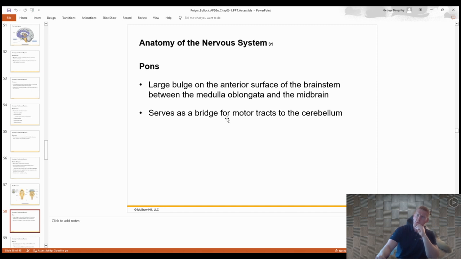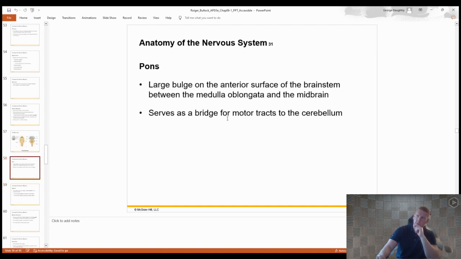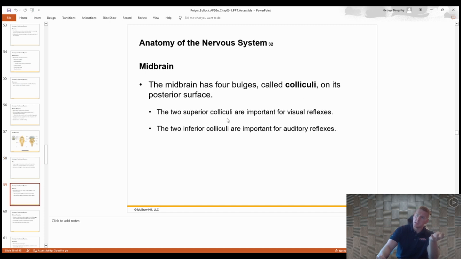Okay. Then if we go down a little bit further, then we have the pons, which is a large bulge on the anterior surface of the brainstem, and this serves as a bridge for the motor tracts of the cerebellum. Okay. I guess that's all they want you to know about the pons. The pons kind of does the same thing as the medulla oblongata. That's where we get some of our respiration from, right? And then we have the midbrain, which is where we have our four primary bulges of the midbrain.